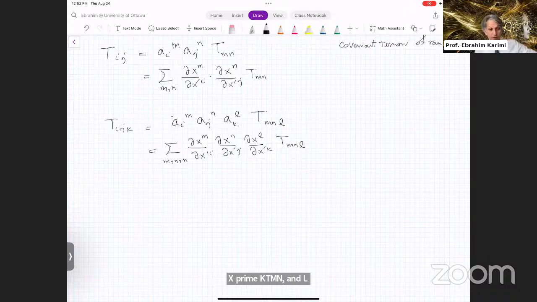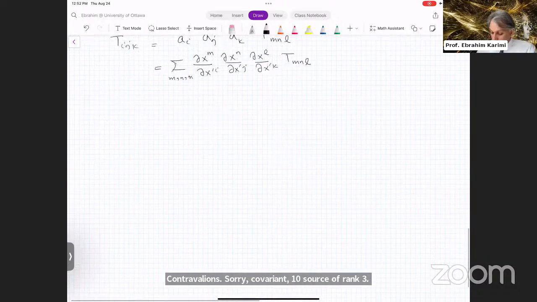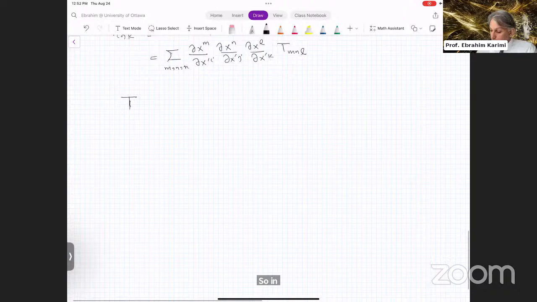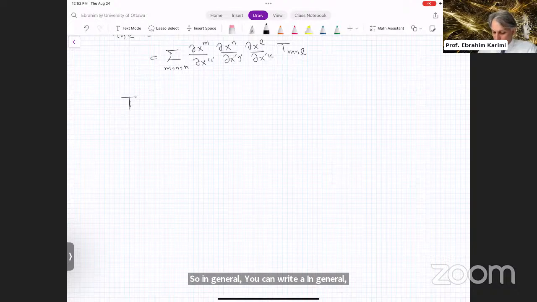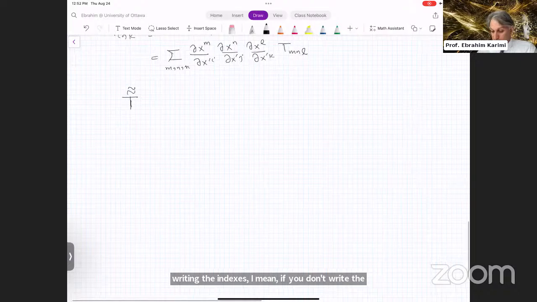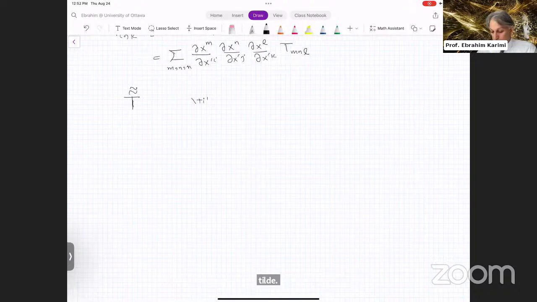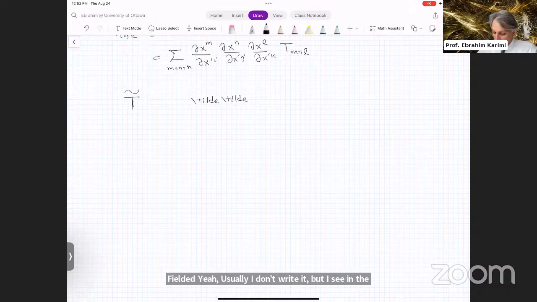Lovely. So those are the covariant tensors of rank 3. In general, you can write a tensor without writing the indices with a T double tilde. Usually I don't write it, but I see that in the old school, people write it with a double tilde.